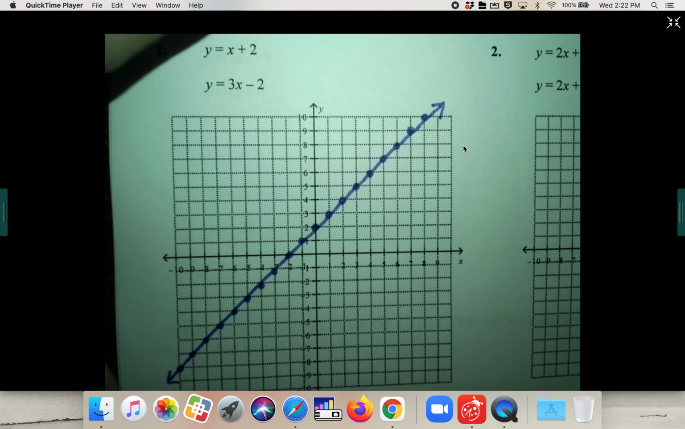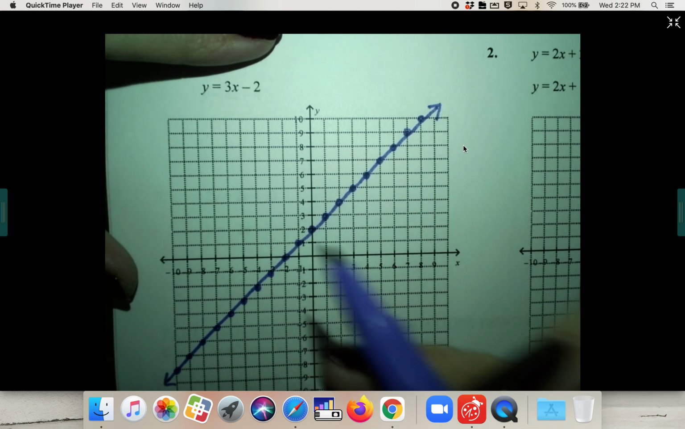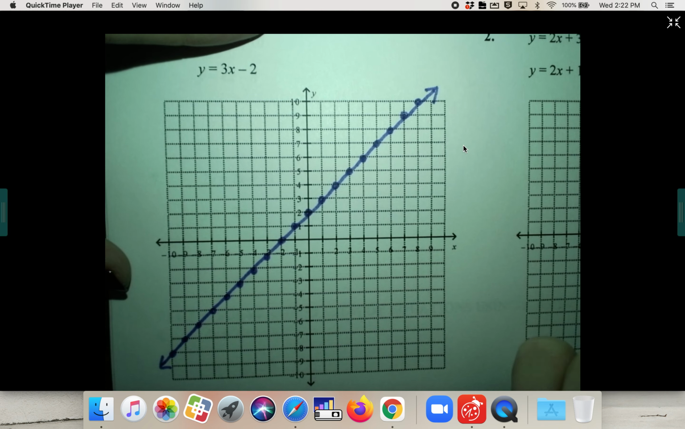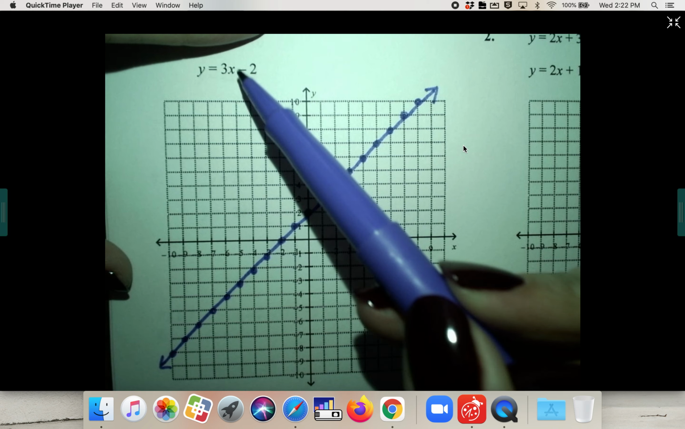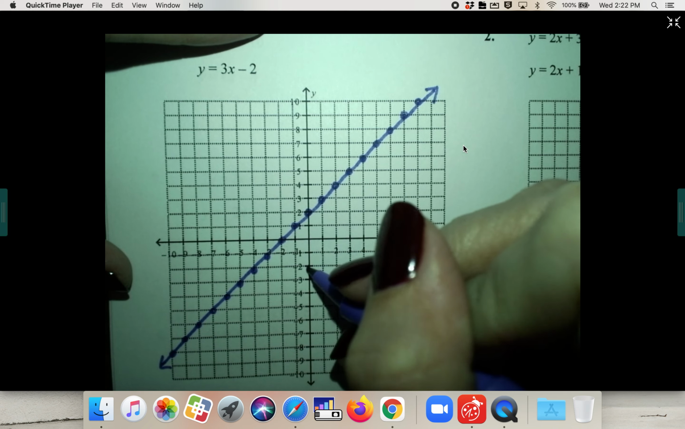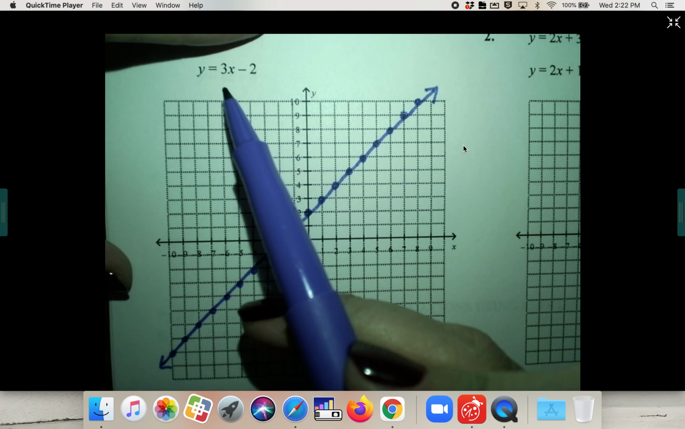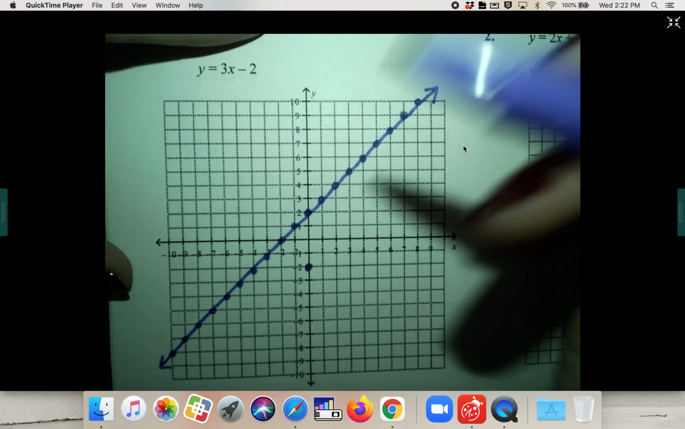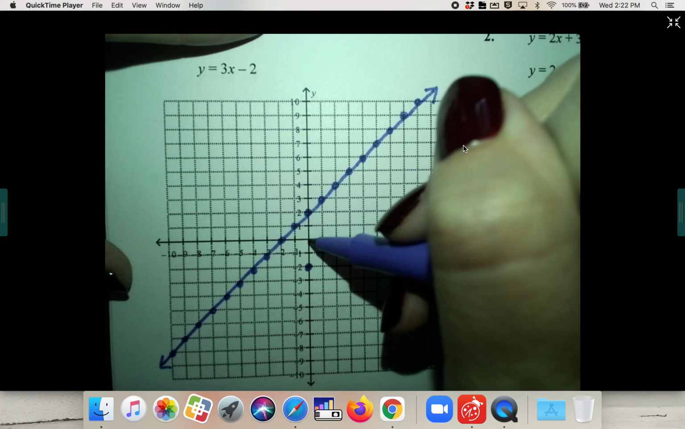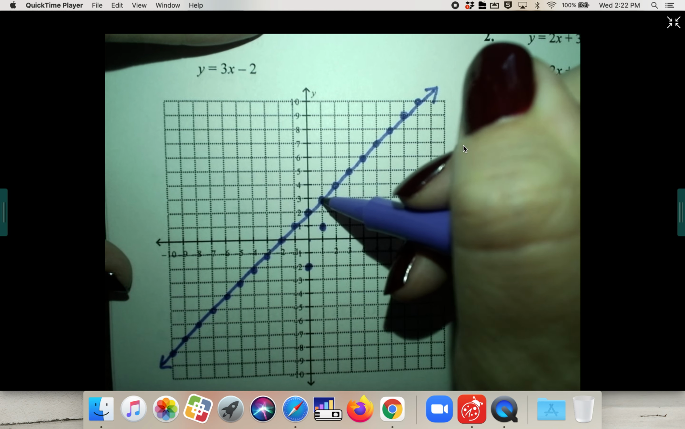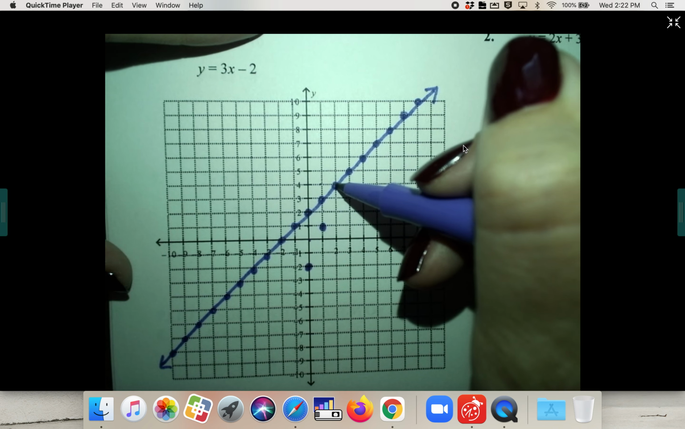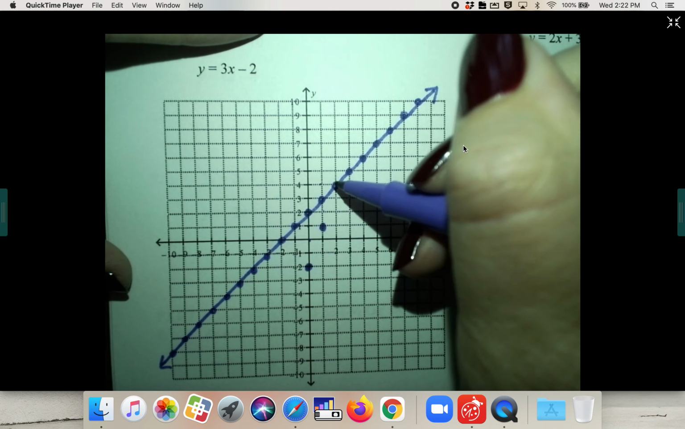Okay, now let's cover up the top equation and let's only look at this bottom one. So we're going to graph it now. So first dot at the y-intercept, which is negative 2. And the slope is 3 over 1. Remember, if it's a whole number, turn it into a fraction, 3 over 1. So you're going to go from this dot up 3 over 1, keep going up 3 over 1. And I see that that dot is already on a dot that was already there.